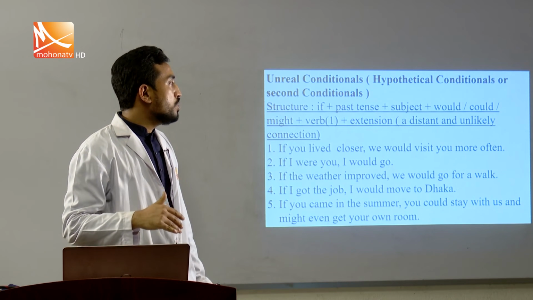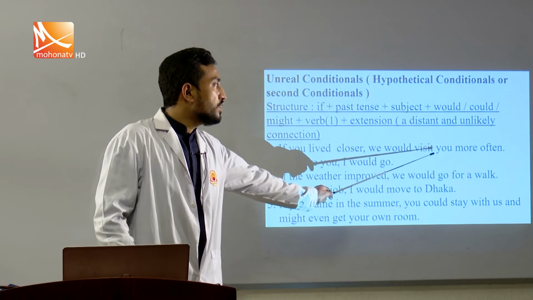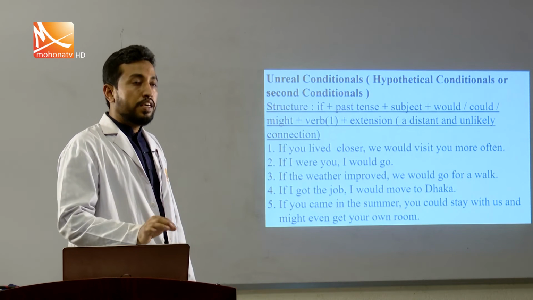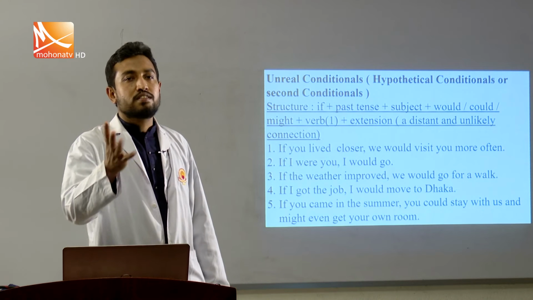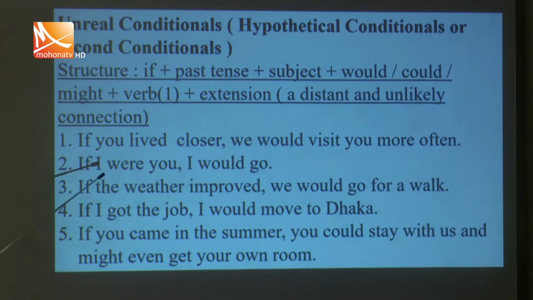That's why we can't visit you more often. But if you lived closer, it's a kind of wish, but the possibility is less. Okay? If I were you, I would go. This is a kind of advice, but you are not going. Then I am giving you a suggestion. If I were you, I would go. A kind of suggestion, but there is less possibility to happen. That's why we are using this type of structure. This is called second conditional, okay?